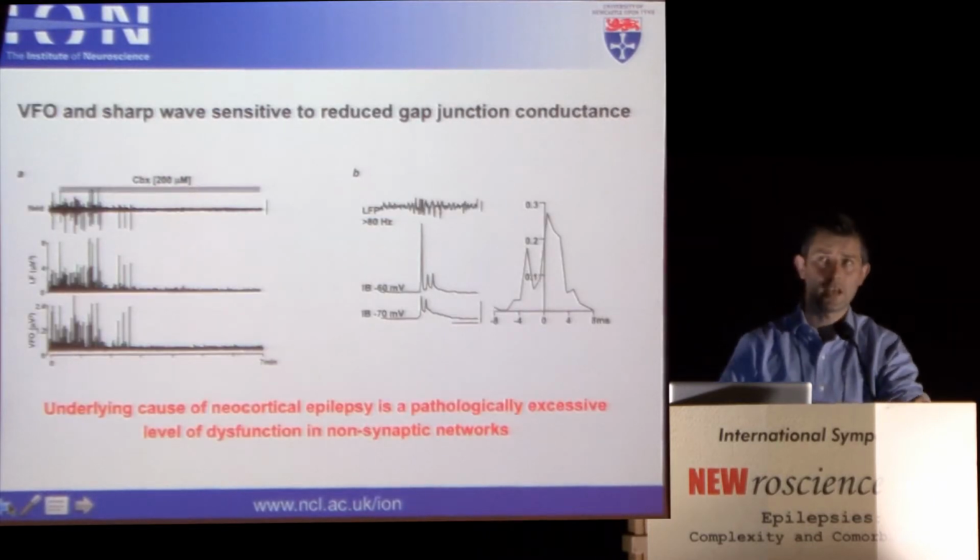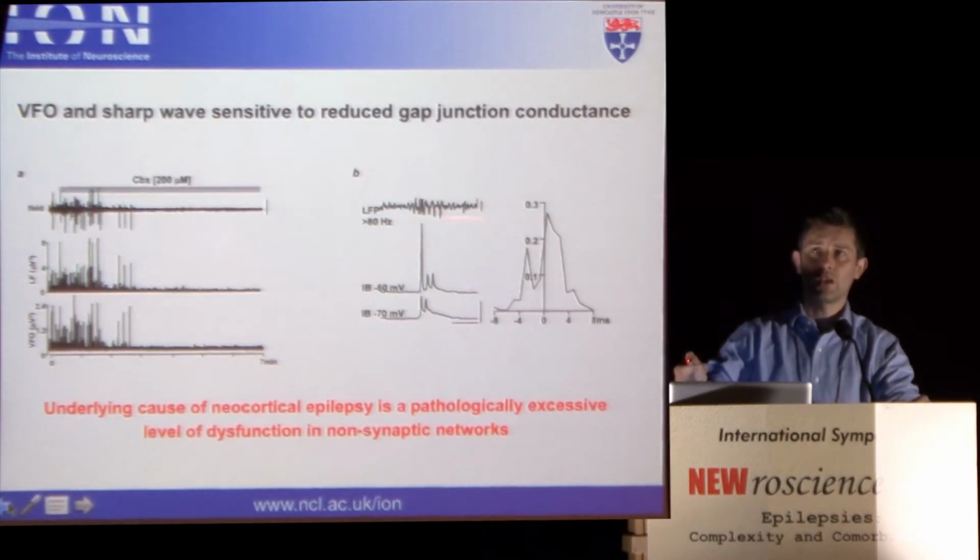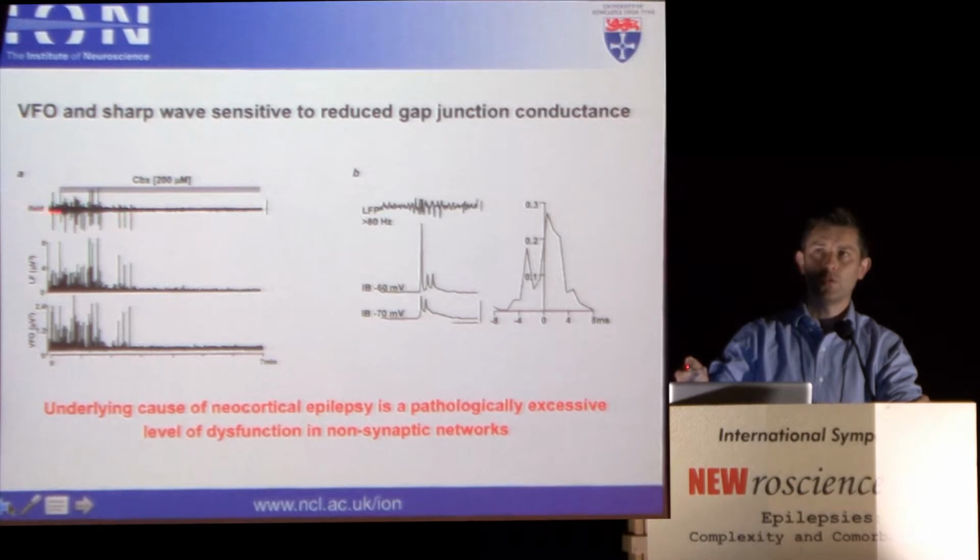And in order to test that, we can do that pharmacologically by applying a gap junction blocker, carbenoxolone. And what you see here is that you abolish both the low frequency interictal sharp wave, but also the high frequency oscillation.